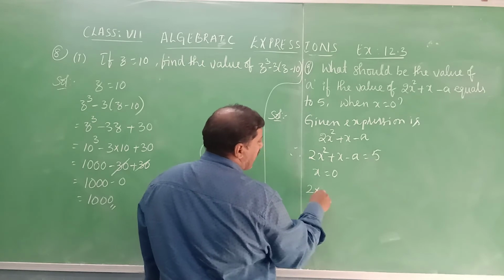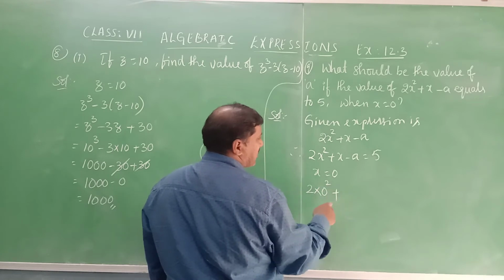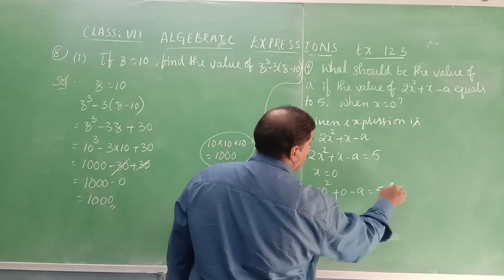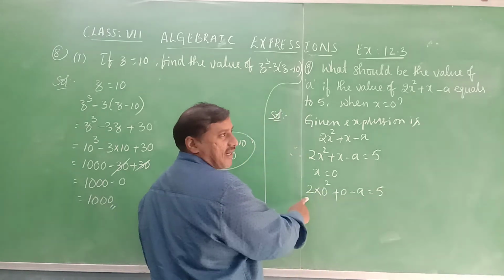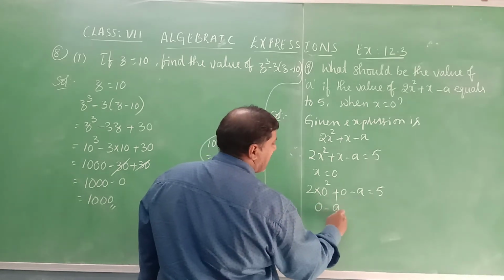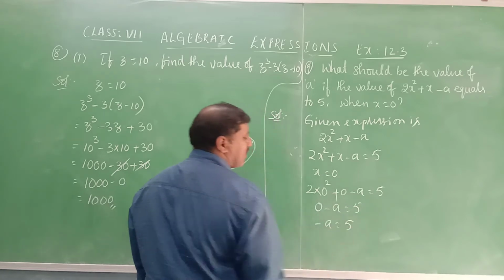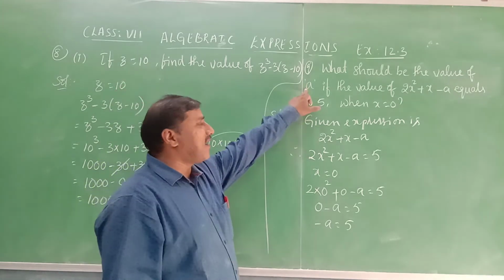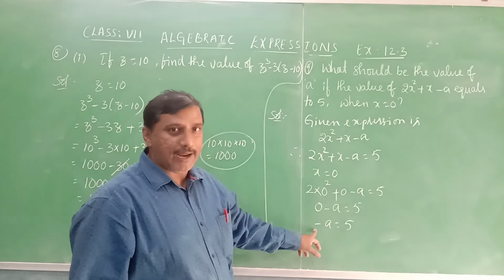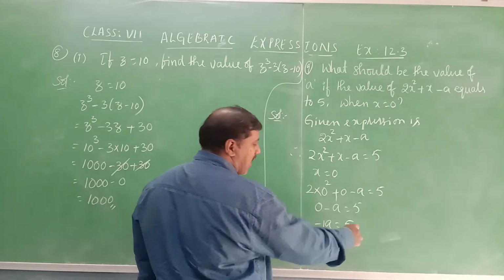Therefore we get 2x square, means 2 into x square, that is 2 into 0 square, plus x is 0, plus 0 minus A is equal to 5. Now 2 into 0 square, that is 2 into 0, which is 0, plus 0, 0 minus A is equal to 5. 0 minus A is equal to minus A, that is equal to 5. You are asked to find the value of A. Here it is minus A. Minus A in the sense minus 1A. So minus 1A, transpose minus 1 to RHS.